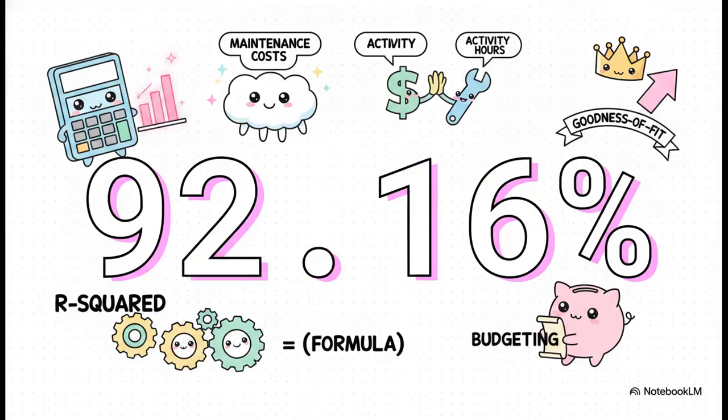Let's make this totally concrete. If a multiple-choice question gives you an R squared of 92.16%, what does that actually mean? It means that over 92% of the variation in our maintenance costs is completely explained by our activity hours. The closer R squared is to 100%, the higher the goodness of fit. And that gives management, and you as the analyst, extreme confidence in using this formula for budgeting.